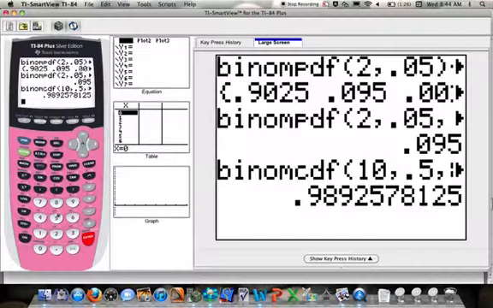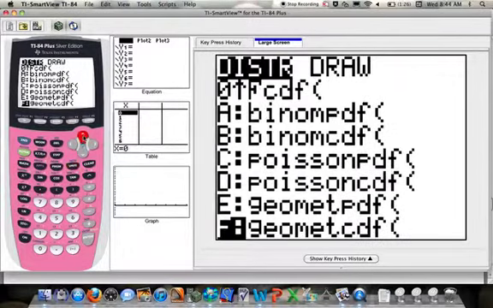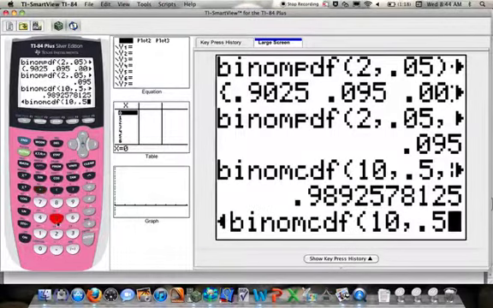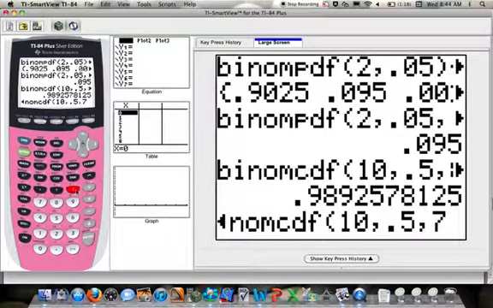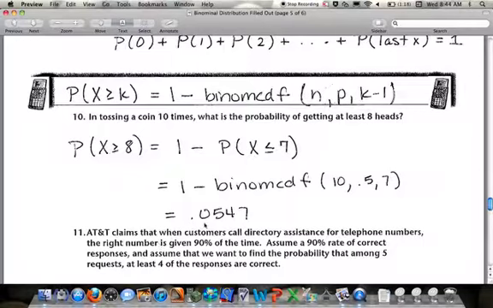So on my calculator, you can see I'll do 1 minus, I go to second vars, find that binomial CDF command, press enter. I've got 10, comma, 0.5, comma, and what was I doing in this one? I wanted to do 7 because I wanted to subtract out 0 through 7. And then I press enter. And there's the answer that I have there.